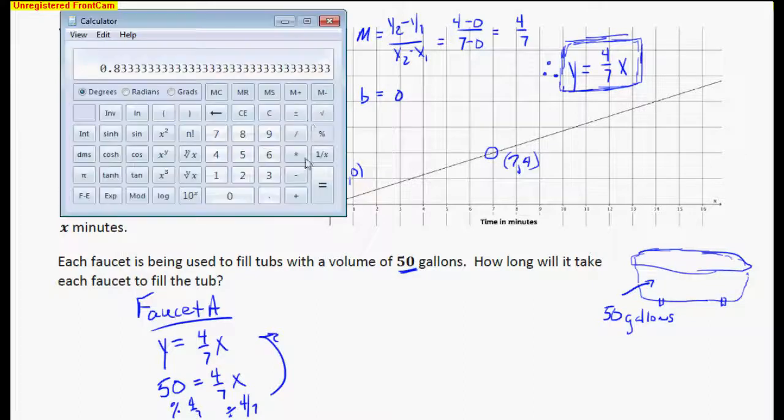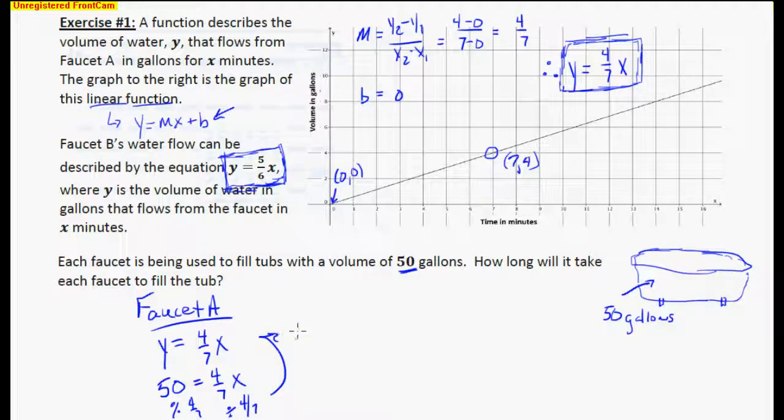Divide by 4/7. And that's going to give me what? I've got to bring up a calculator. I'm going to go 50 divided by, now watch what I do, I'm going to put 4/7. So I'm going to put parentheses so that the calculator sees that as 4/7. And I hit equals, and I get 87.5. So that's going to take that faucet 87.5 minutes to fill up that tub.